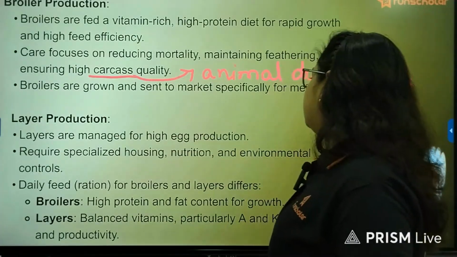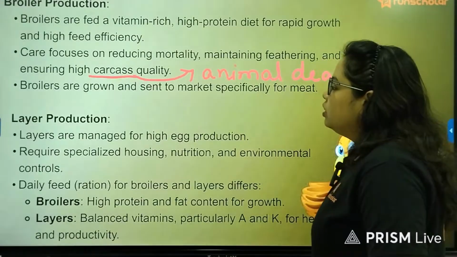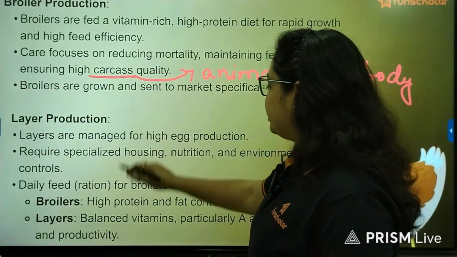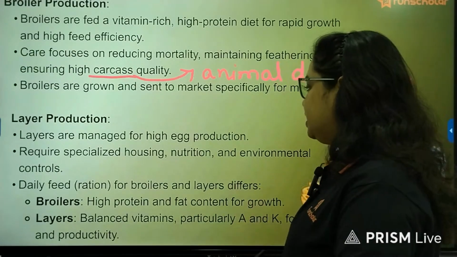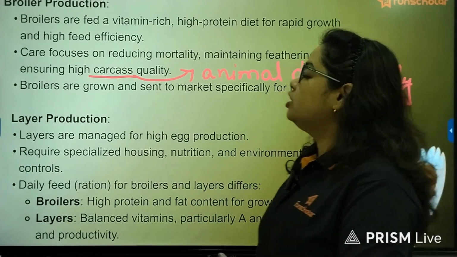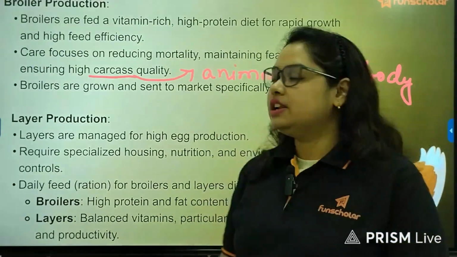Broilers are grown and sent to market specifically for meat, so that we know by now. And then we come to the next category, that is layers. Layers are managed for high egg production, but at the same time, the quality of the egg should also be ensured, just like the carcass quality.